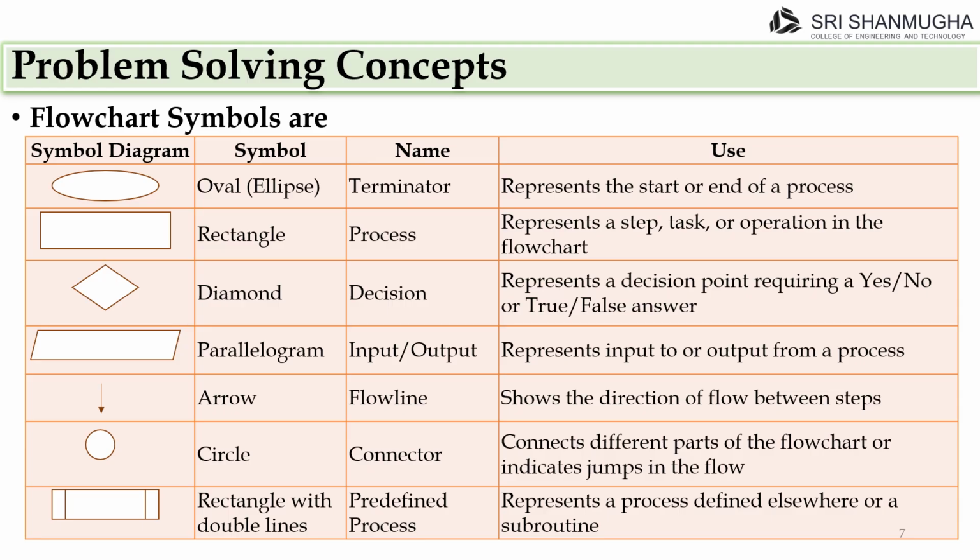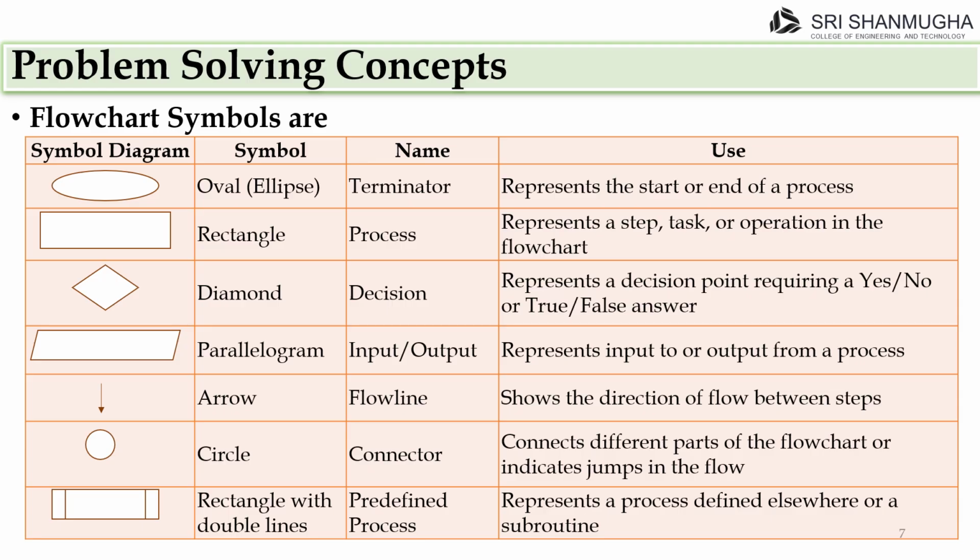The arrow is used for flow direction, that is, from where to where it moves. Next is the circle. The circle acts as a connector. When you are drawing a flow chart, it creates a connection from one page to another page, or from one thing to another thing. Next is the rectangle with double lines.